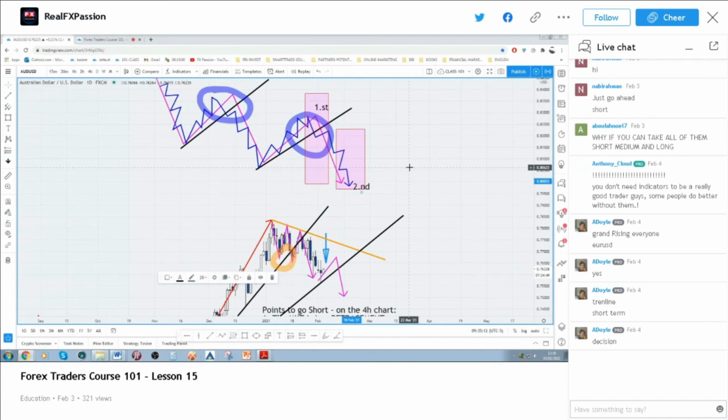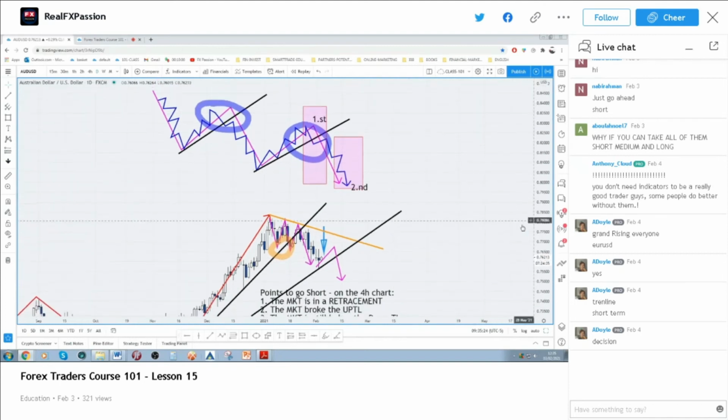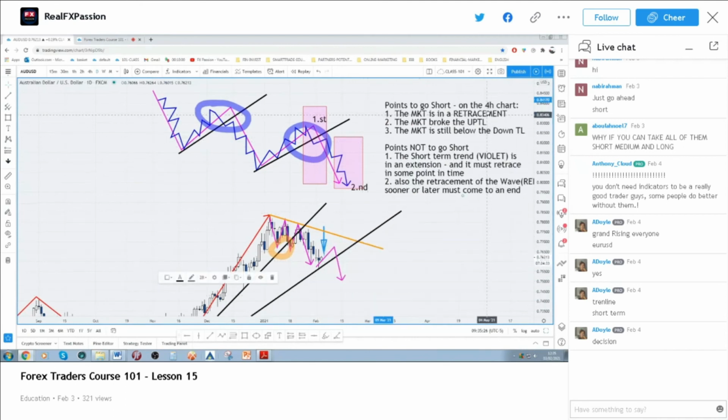Everybody, would this be a low probability trade or a high probability trade? Bad, right? Not high probability. And for the beginner trader, whoa, why is that?